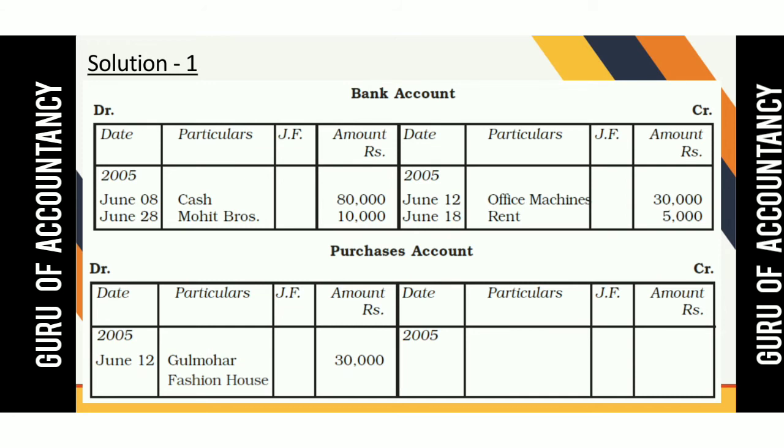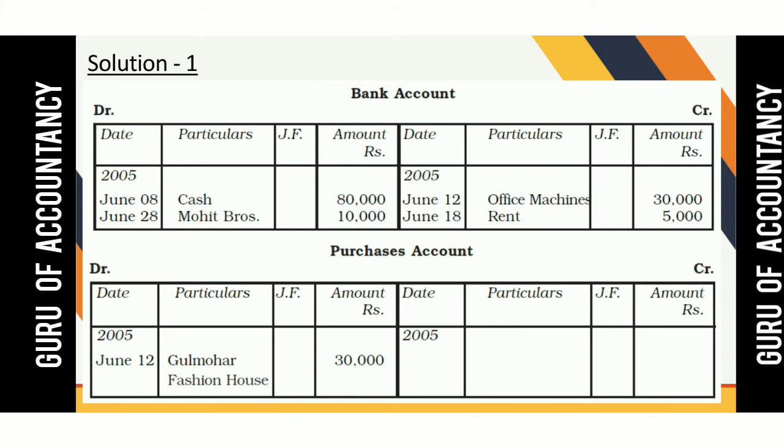See the bank account: on the debit side 80,000 and 10,000 are given, so the total is 90,000, and on the credit side 30,000 and 5,000, that is 35,000, are given. So here the total of the debit side is more, that is 90,000. That 90,000 you will write on both sides after leaving 2-3 lines. Here it is not written, I am explaining it orally. So you will write 90,000 on both sides.